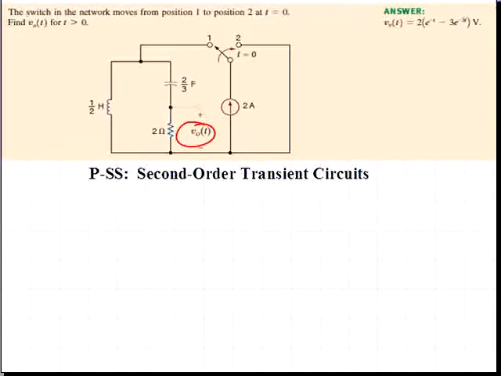The switching occurs when this switch moves from position 1 to position 2 at time equals 0. This disconnects the 2 ampere current source from the circuit. So for time greater than 0, we have just a passive circuit response, and we are asked to determine the voltage across that 2 ohm resistor.